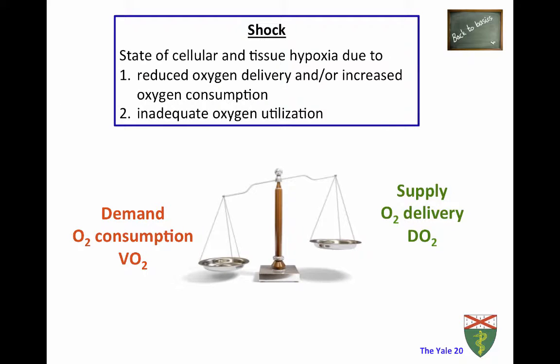I think a good place to start is to think about the definition of shock. So a strict definition is that shock is a state of cellular and tissue hypoxia due to reduced oxygen delivery and/or increased oxygen consumption, inadequate oxygen utilization, or both. And for anyone who's studied economics, keep in mind the concepts of supply and demand. So to put this in simple terms, the body's tissues require a certain amount of oxygen, and if that supply of oxygen decreases below what's being demanded, then you've led yourself to a state of shock.